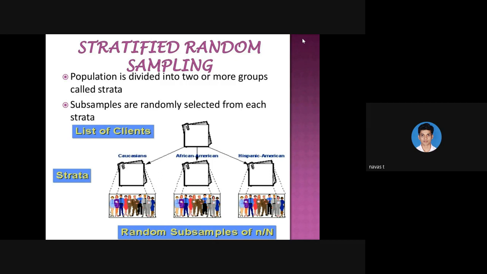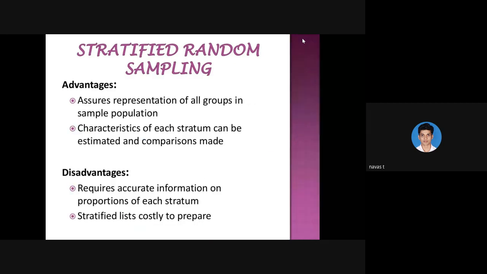In stratified random sampling, the advantages are that it assures a representation of all groups in the sample population, and the characteristics of each stratum can be estimated and comparisons can be made. That is, we can compare the male patient stratum and the female patient stratum, and we can also assure the representation of all groups in our sample population. The disadvantages are that we need to know the exact number of people in each stratum, and a stratified list is costly to prepare. These are the main disadvantages of stratified random sampling.